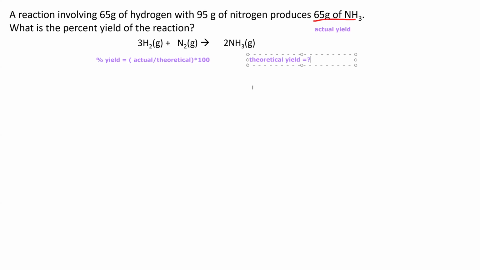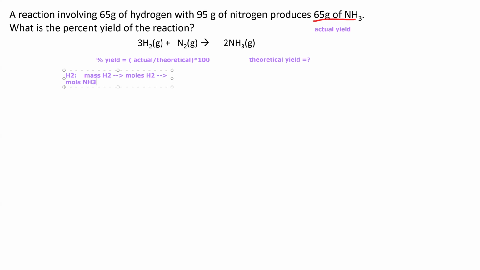And so to find the theoretical yield, we have to use the information about both reactants to determine which one produces the fewer moles of product. So what we're going to do is duplicate reaction 1 for H2, where we take the mass of H2, convert it to moles of H2 to moles of NH3.